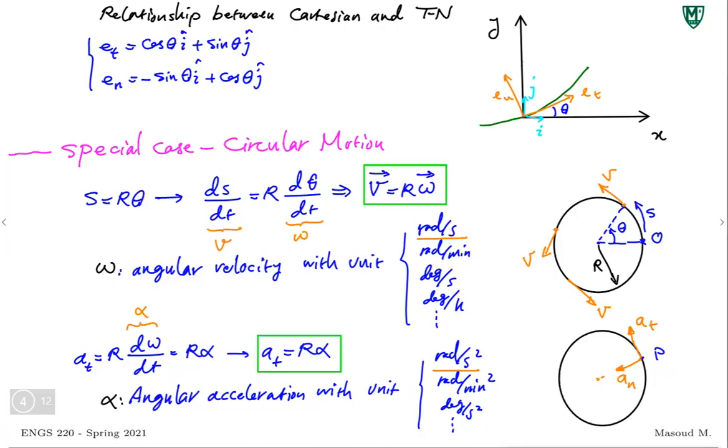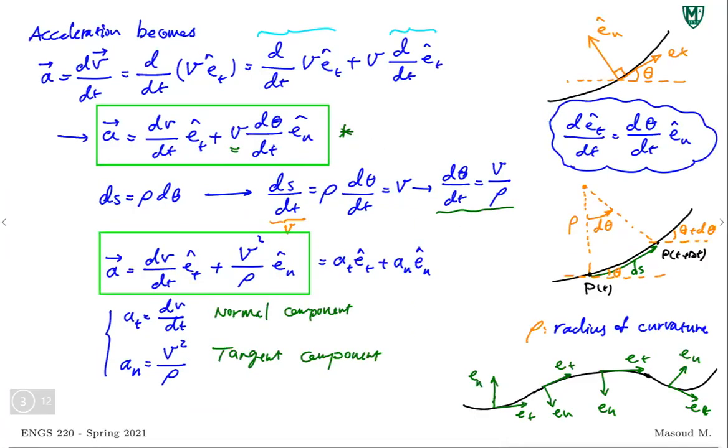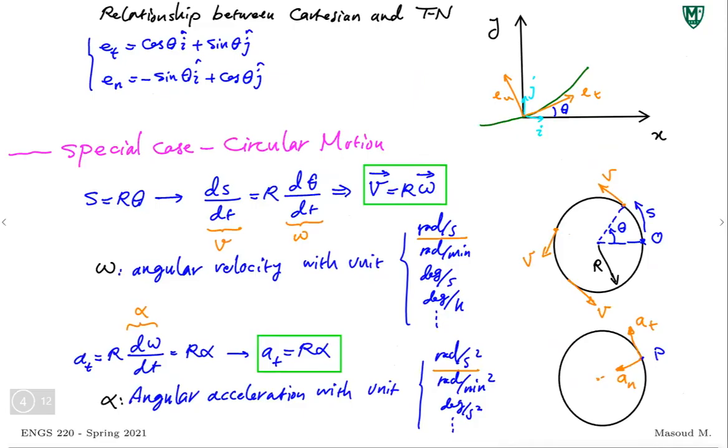So to find the normal component, we can use what we had before, right? We said AN is V squared over rho. Now in this case, rho is the radius of curvature, and the radius of curvature is nothing but the radius of this circle. So I can write AN as V squared over R, just replacing rho with R from before.